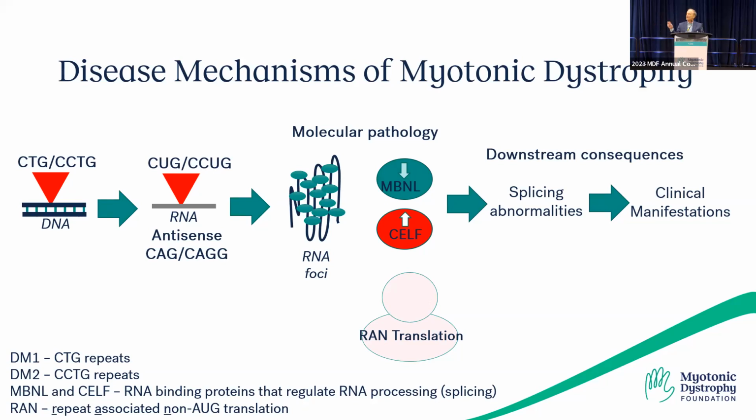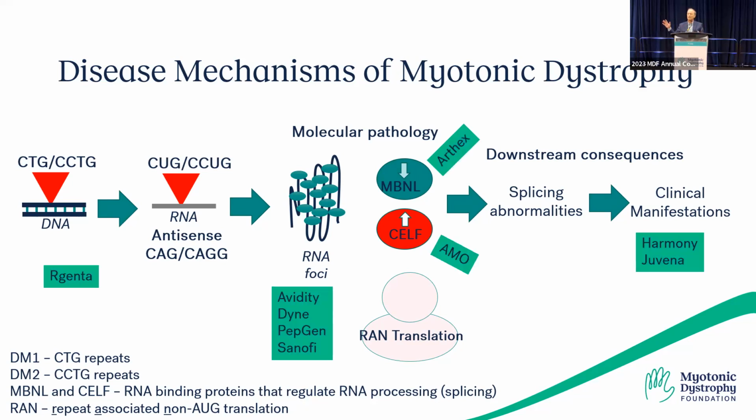What's really exciting about all our companies is that they're shooting at all sorts of spots here. It's not like we just have the drug companies looking at just one area. So here are the 9 companies we're going to be hearing from today and tomorrow. I just want to highlight Regenta, for example, tomorrow, which is hitting pretty far upstream, and they have a really exciting technology you'll hear about. We have 4 companies, Avidity, Dyne, PepGen, and Sanofi, all targeting that toxic RNA. And that's a really exciting area as well.